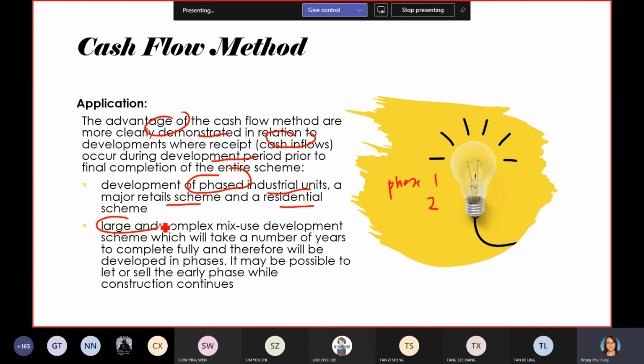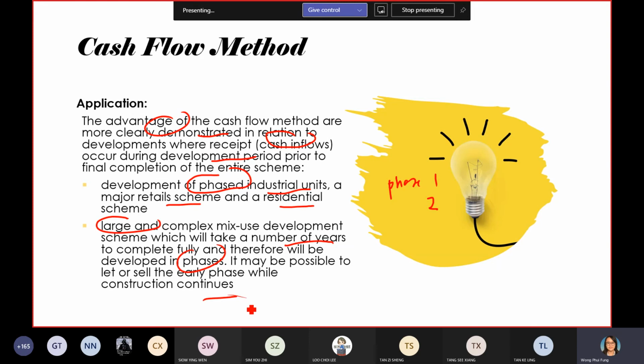Okay, and this is also very useful for very, very big projects, mixed use projects. Sometimes developers prefer mixed use projects. Mixed use is not just mixed residential or commercial. It's a big development that consists of retail, shop lots, offices, and also condos. So this is classified as a big project. They will take a certain number of years to complete and will develop in phases also. So that's why preparing a cash flow method allows the developer to see whether they have sufficient money to continue or not for phase 2.